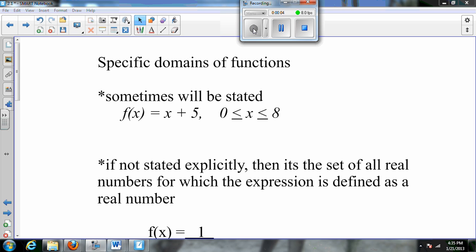When working with functions, it's very important to know the domain. Sometimes it will be stated, such as f of x equals x plus 5, when 0 is less than or equal to x, which is less than or equal to 8. If it's not stated, then it's the set of all real numbers for which the expression is defined as a real number.